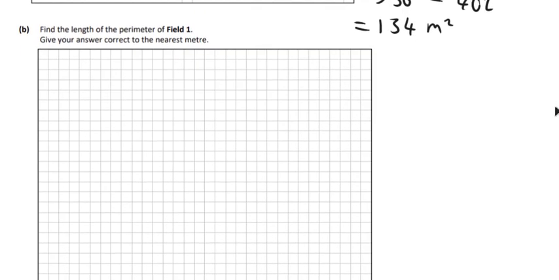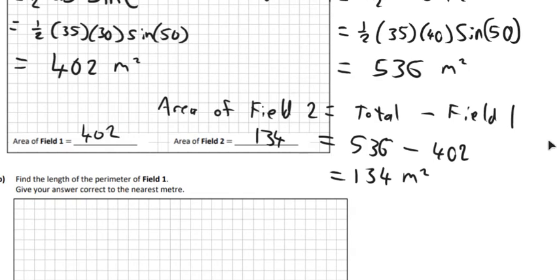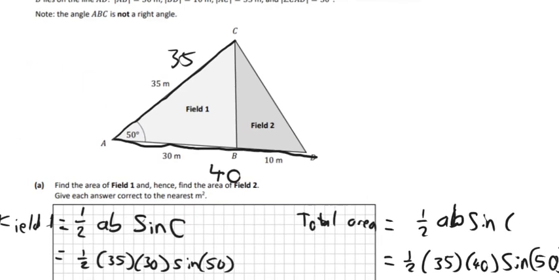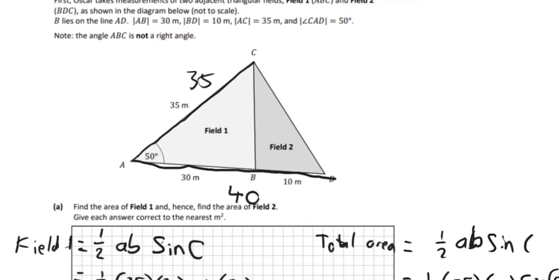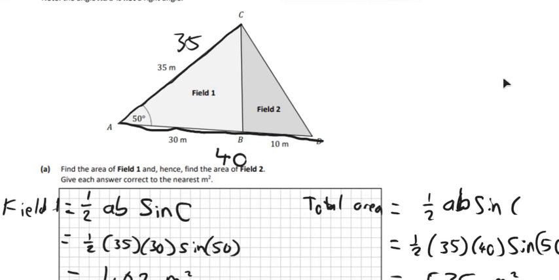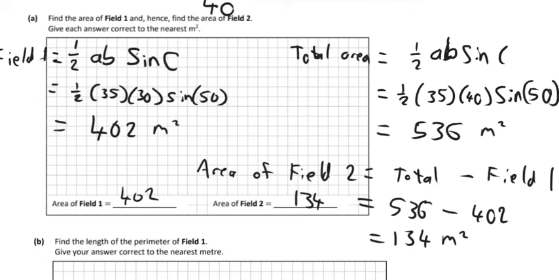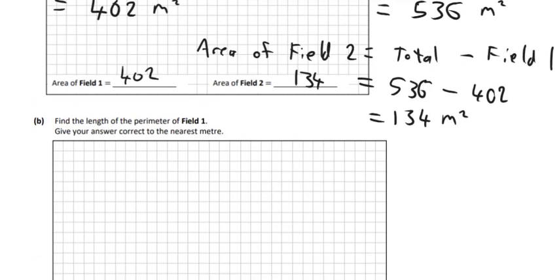Part B, we need to find the length of the perimeter of field 1. It's just field 1. We have two of the sides, so we just need to find the length of BC. This is a very straightforward cosine rule question. The cosine rule is a squared equals b squared plus c squared minus 2bc cos A. This is in the log table.